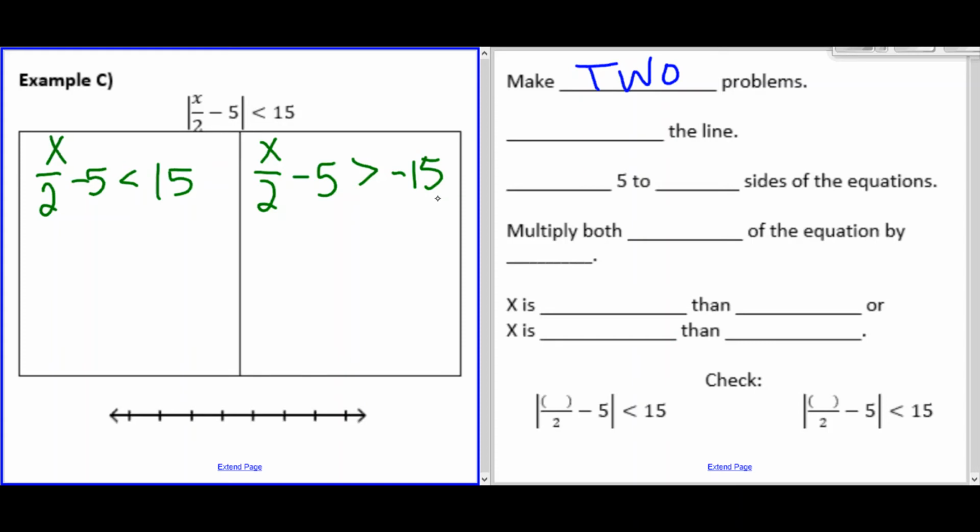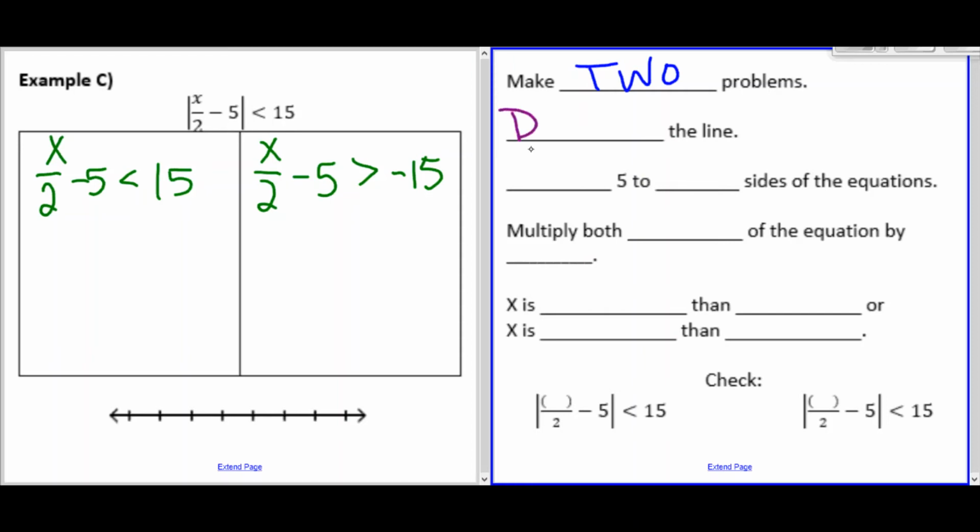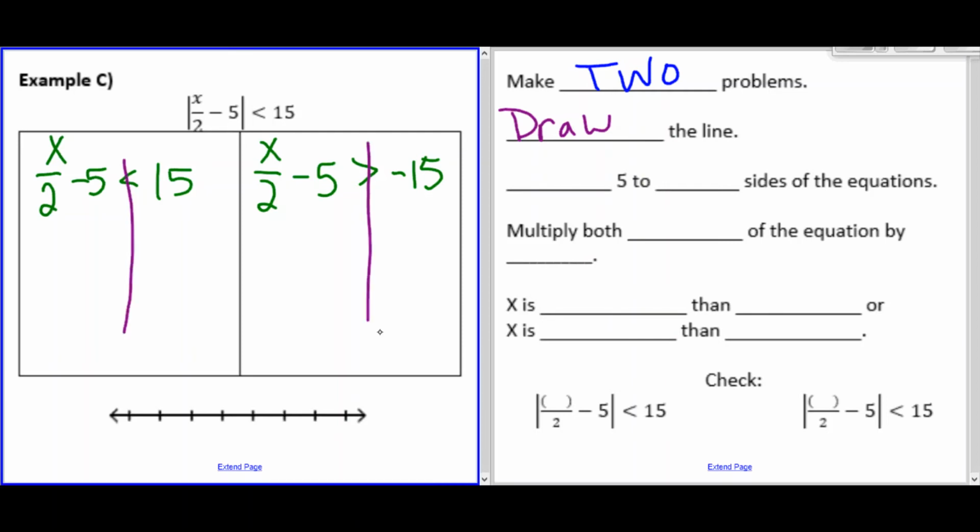There are two things you need to do when you're solving an absolute value inequality. You need to change the sign of the inequality, and then you need to change the sign of the number. After you change the sign, you can go ahead and draw the line down the absolute value. And then we can solve this.